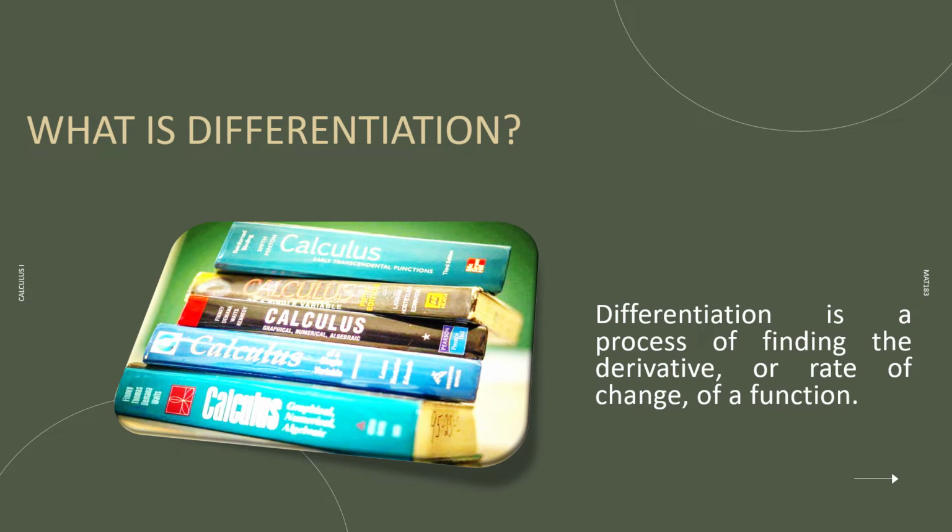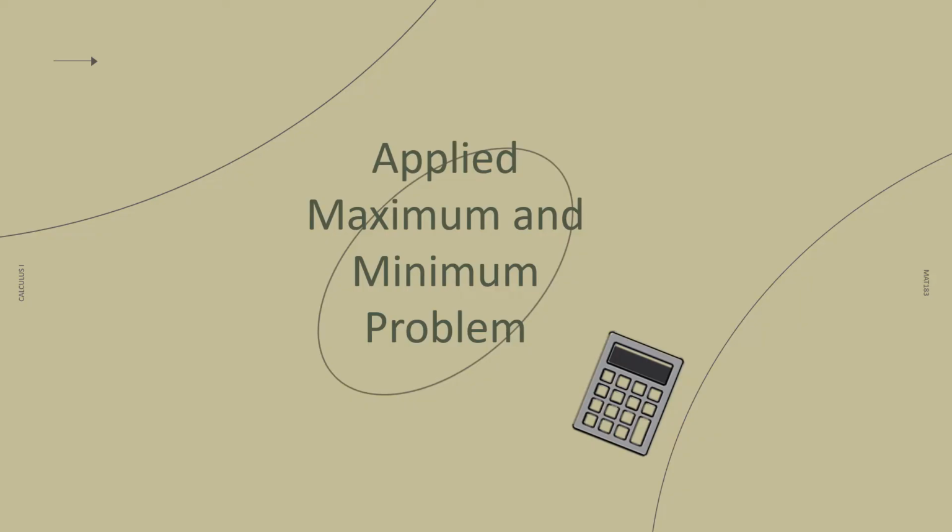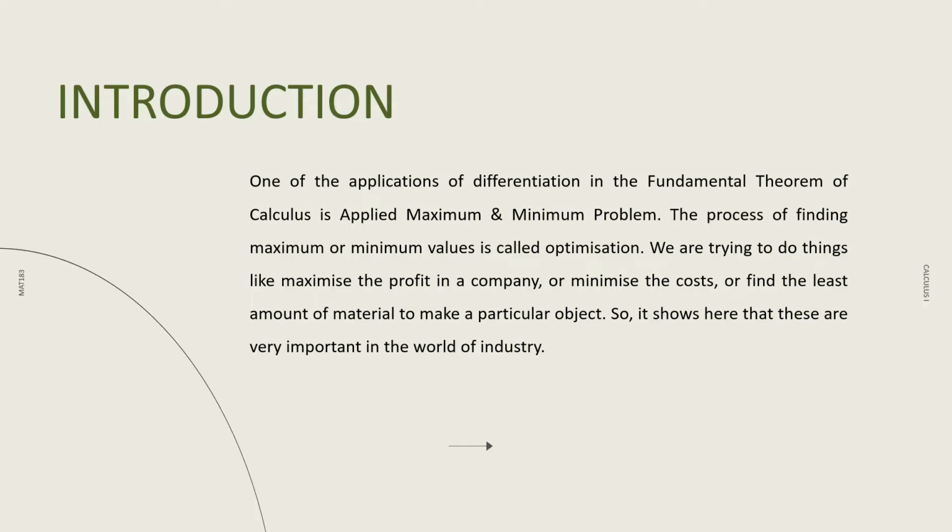So, what is differentiation? Differentiation is a process of finding the derivative or rate of change of a function. The topic that we will discuss in this video is applied maximum and minimum problem, which is one of the subtopics in application of differentiation.